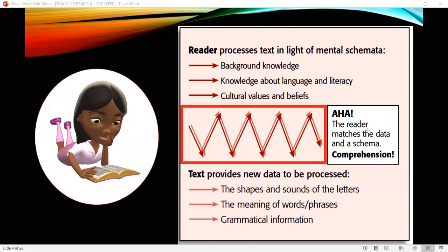That's why here it says the reader matches the data and a schema. Schema is the singular, schemata is the plural. So they match this data and a schema, and we get comprehension. All right? So don't forget about these two terms, bottom-up and top-down processes. Don't forget it, please. It's so important in order to analyze which strategies we're going to use in order to develop these processes in our students. All right? So let's pass to the other one.